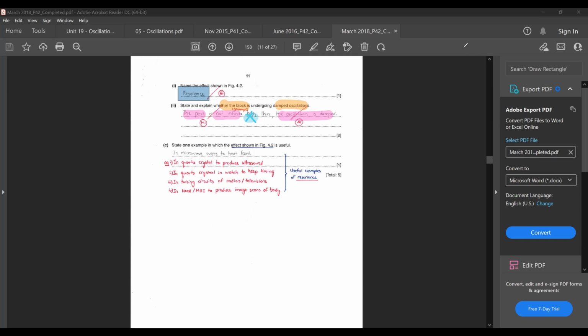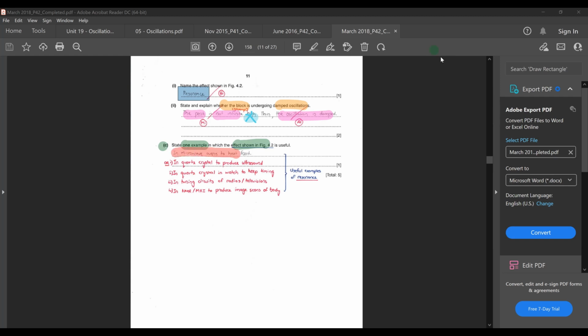Now, part C is related to what I just mentioned to you. Examples where resonance is useful. State an example where the effect shown in figure 4.2 is useful. What is the example where resonance is useful? You can actually make use of a number of things here. The most simple one is in microwave ovens to heat food.